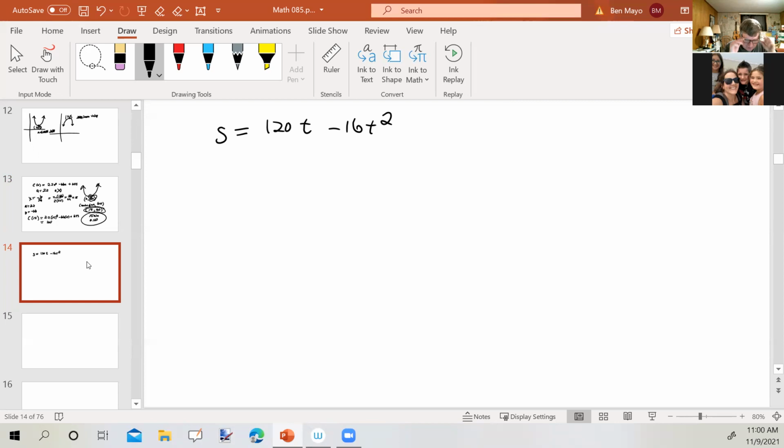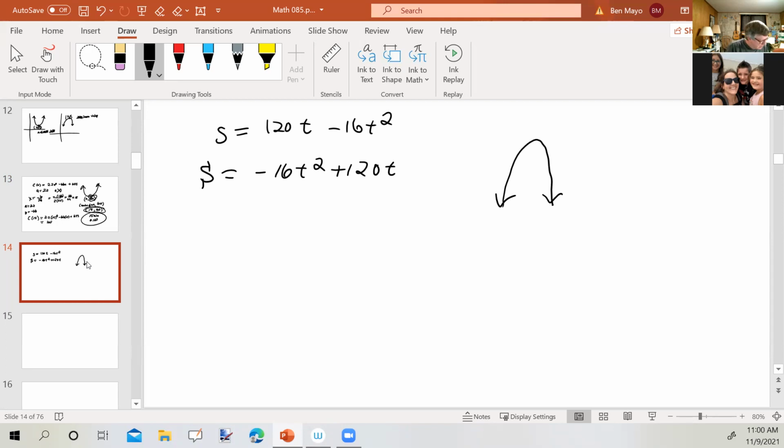All right, first of all, I'm going to take this equation and put it in standard form, which would be negative 16t squared plus 120t. Now notice that A, the coefficient of the leading term, is -16. When A is less than 0, what's going to happen? This thing's going to open downwards.